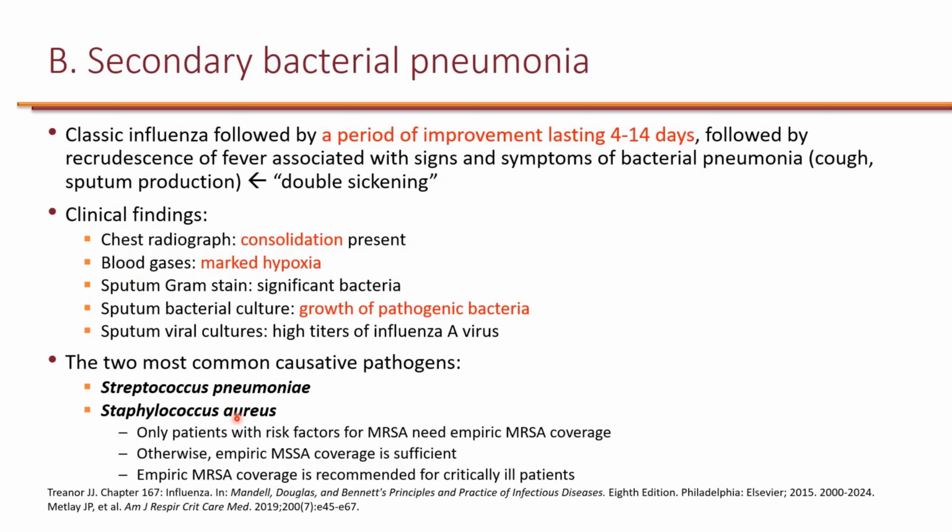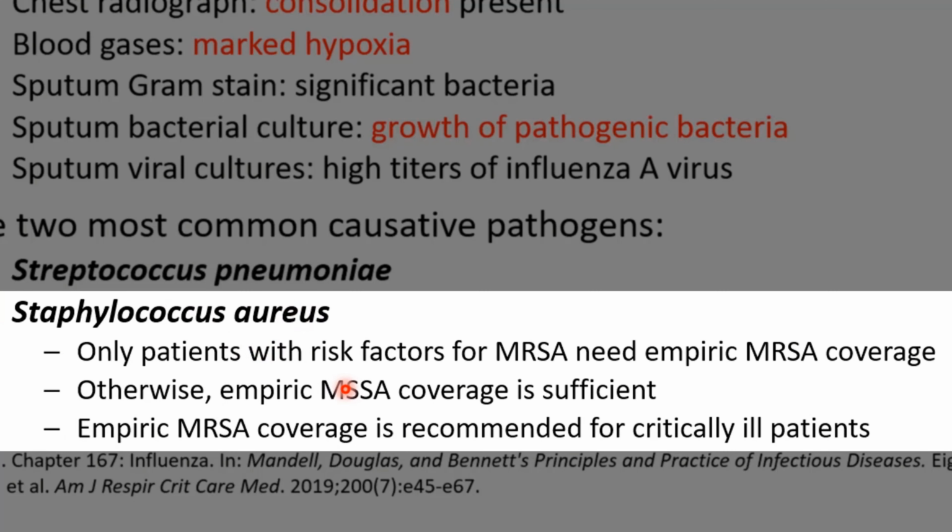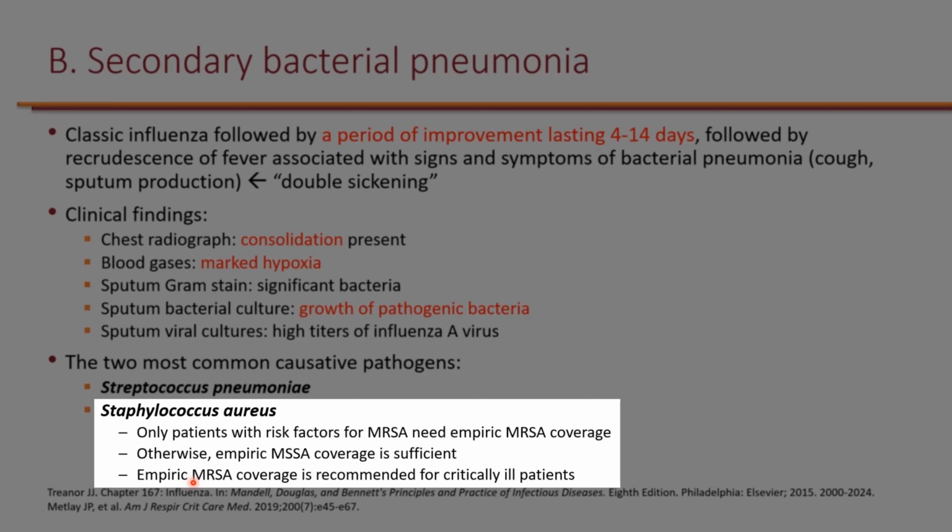So because Staphylococcus aureus is one of the top two organisms causing secondary bacterial pneumonia, the question is, should you cover for MRSA, or is MSSA coverage empirically enough? So community-acquired pneumonia guidelines basically have risk factors for identifying those at risk for MRSA, which also apply to this. For critically ill patients, however, empiric MRSA coverage is recommended by the influenza guidelines.